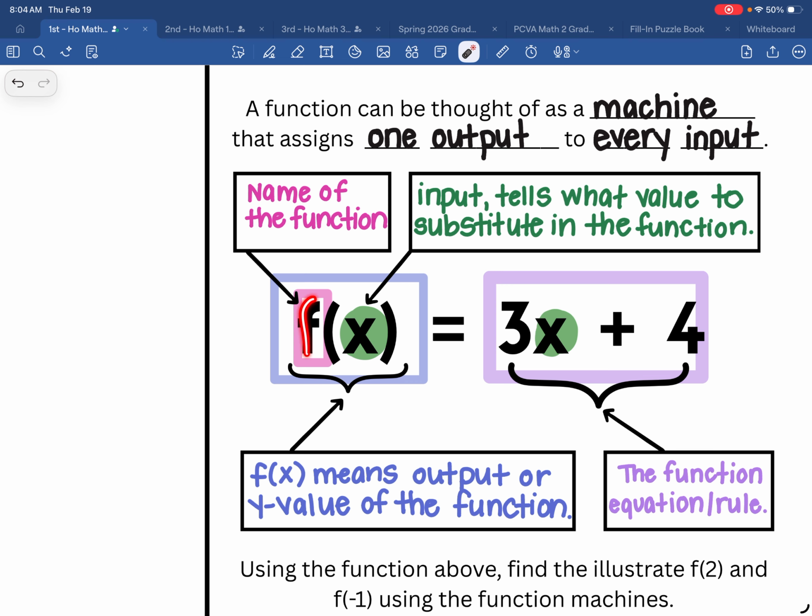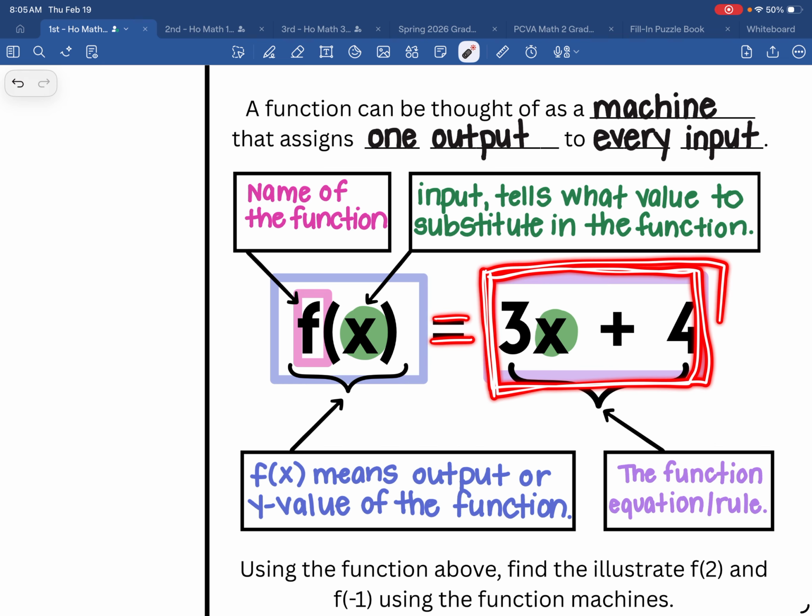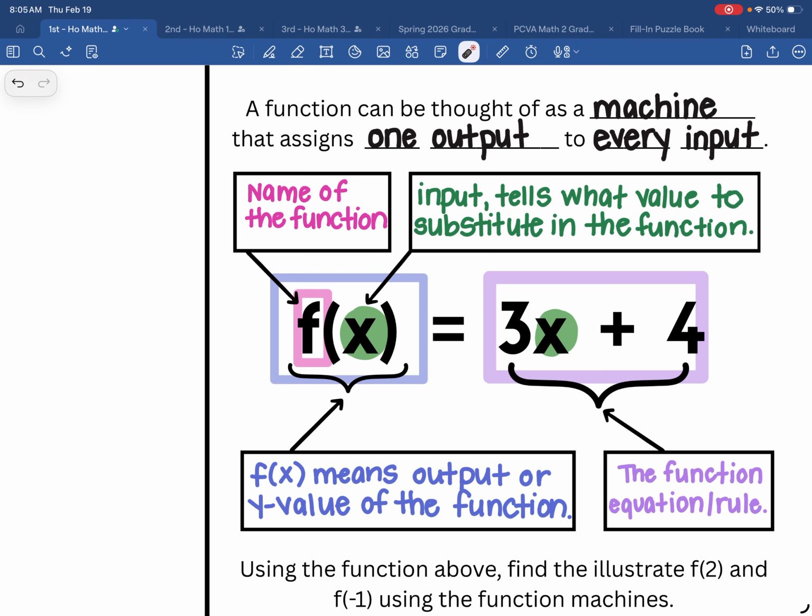Now, this is the name, this is the input, and then of course the entire thing, f of x, just means the output. So whatever we get when we substitute is going to be equal to the output, which is the y value. So f of x and y mean the same thing. And then finally, whatever f of x is equal to, this entire thing is the function rule. So this is telling me what to multiply, add, whatever it may be, that is the function rule.